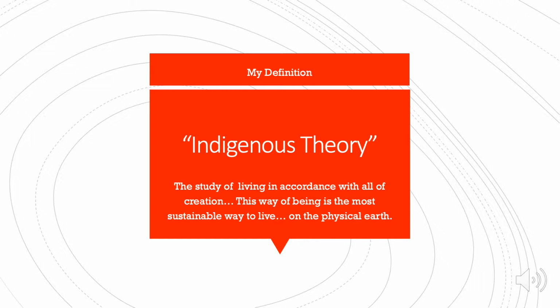I don't think of Indigenous theory as the study of a particular group of people. I think of Indigenous in the context of this course as a natural quality, an adjective, that expresses living in accordance with all of creation, the land, the animals, the forces of nature, and other humans. This way of being is the most sustainable way to live, work, and play during our time on the physical earth.